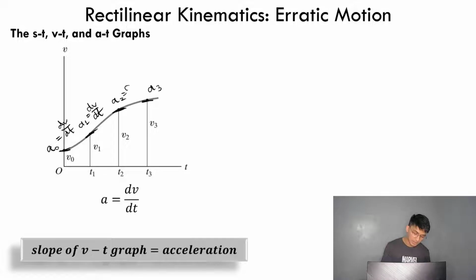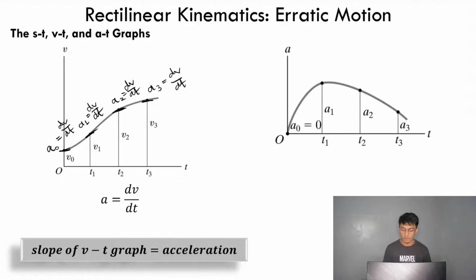A2 natin, dv over dt, yung time is equal to t2. And lastly, yung A3 natin is also dv over dt where yung time is equal to t3. Now, from the VT graph, kapag nabuo na natin yung slope, and yung slope na yon is equivalent to acceleration, magagawa na natin ngayon yung AT graph. Ito ang ating AT graph.